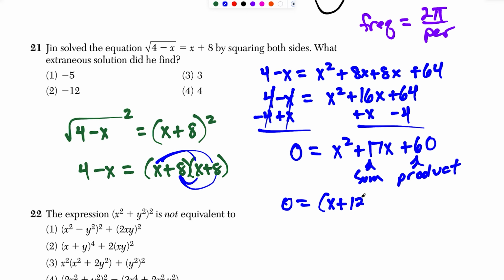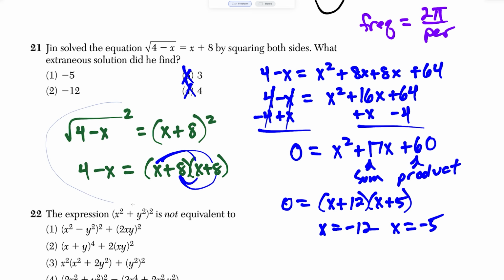Okay, so x plus 12 times x plus 5. And 12 plus 5 is 17, 12 times 5 is 60. So the two roots here are x equals negative 12 and x equals negative 5. But we need the extraneous one. So these answer choices are out because neither of them match what we have over here. But let's see what happens when we plug in. Let's say we plug in x equals negative 12.